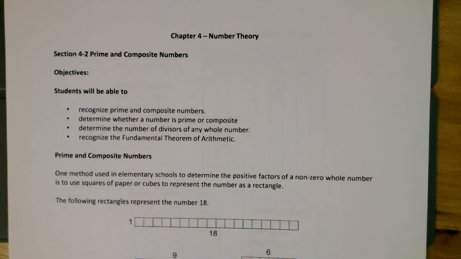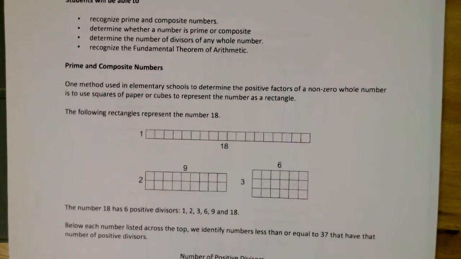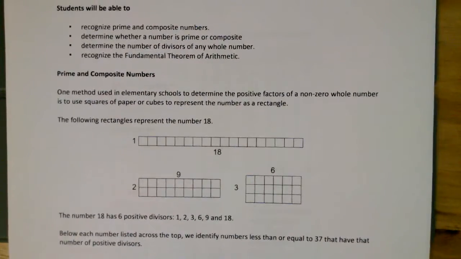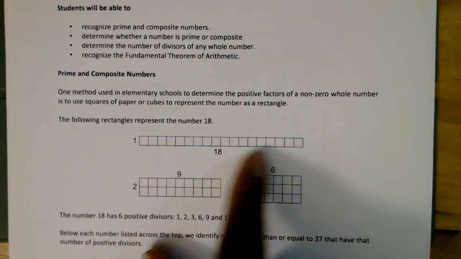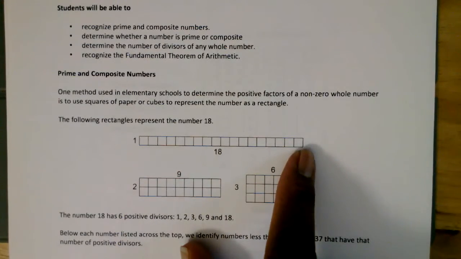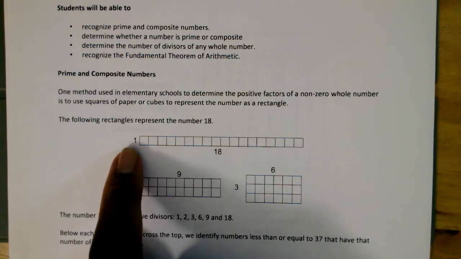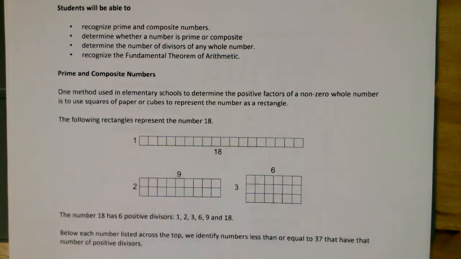One method used in elementary schools to determine the positive factors of a non-zero whole number is to use squares of paper or cubes to represent the number as a rectangle. Like here, the following rectangles represent the number 18. So let me go ahead and pull this up. Here we have one long row of 18 blocks. That would be one row times 18. So 1 times 18 is a way of representing the number 18.